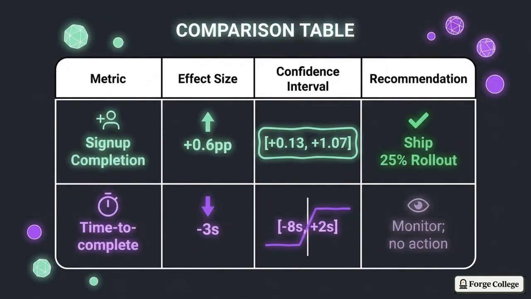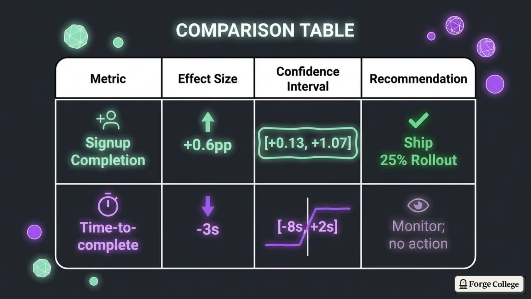We format the data into a clean comparison table. Look at our Solana dApp signup flow. The primary sign-up completion metric shows an absolute lift of plus 0.6 percentage points, and the confidence interval is entirely positive. This strong signal translates into a clear instruction. Ship a 25% rollout and monitor retention.